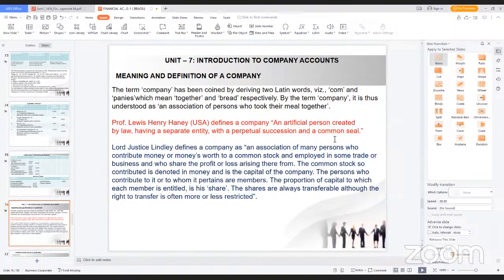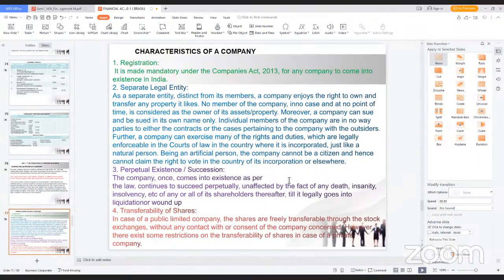And the shares are always transferable, although the right to transfer is often more or less restricted. So today in the morning I buy the shares, and the next day I can sell them, which means I can transfer them to anyone. So it is transferable, although it may be restricted. Now we'll see what the characteristics of a company are.